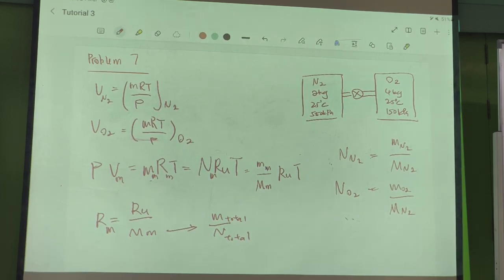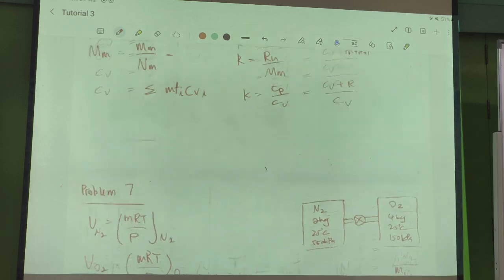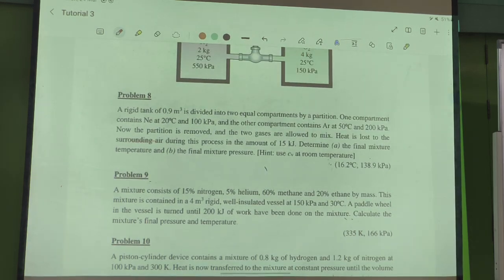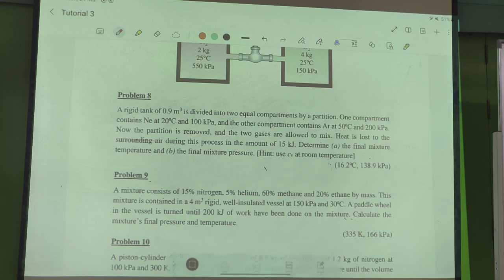Okay, let's move on. We look at problem 8 now. Problem 8 is a similar question, but we added a heat loss to it.